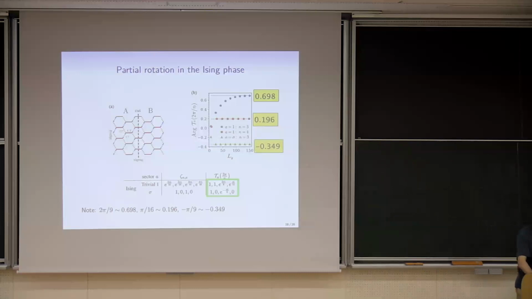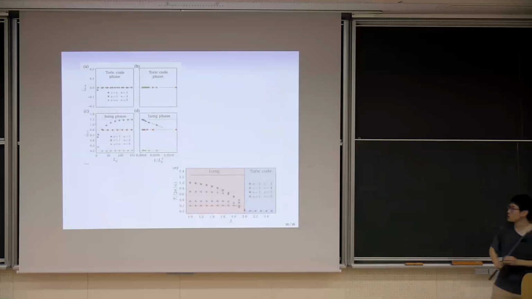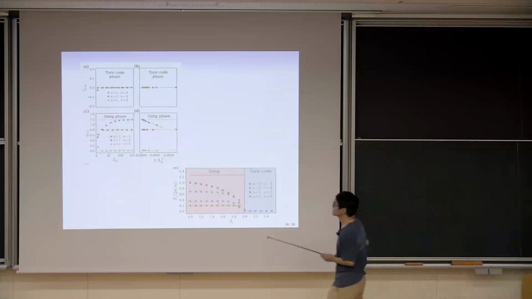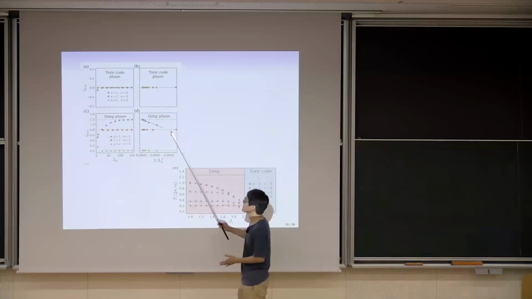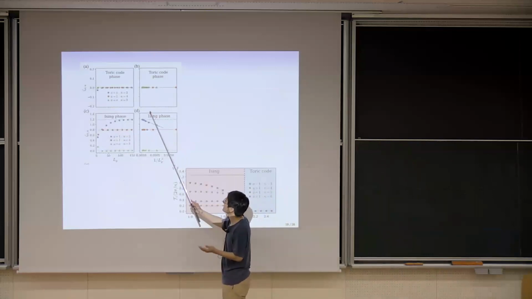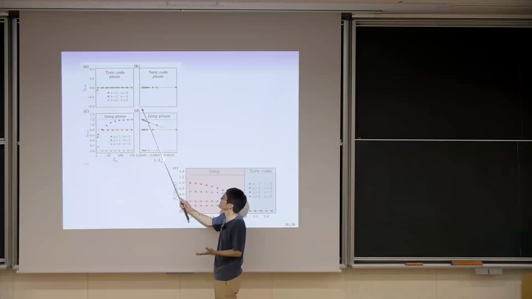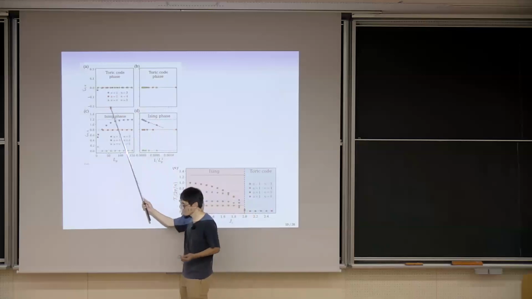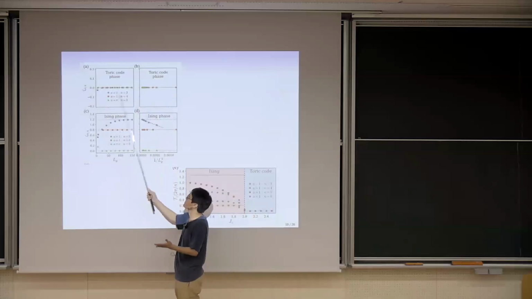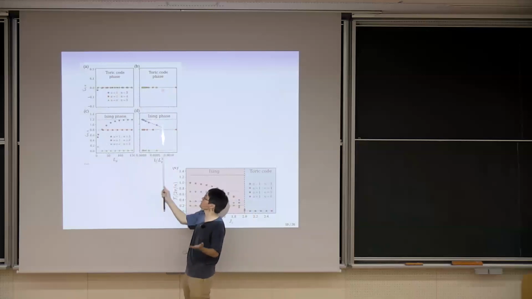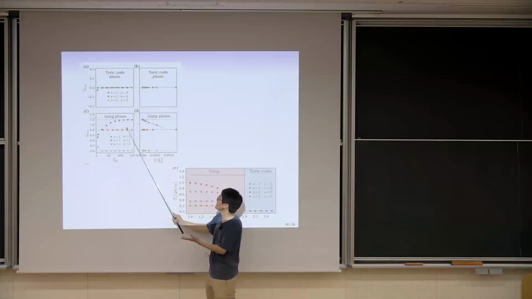So this is for the Ising phase. We could also look at the Z2 phase or toric code phase. And then I didn't say this, but in the Z2 topological order phase, the higher central charges are all trivial, which we also checked. And then, yeah, this is something already presented.